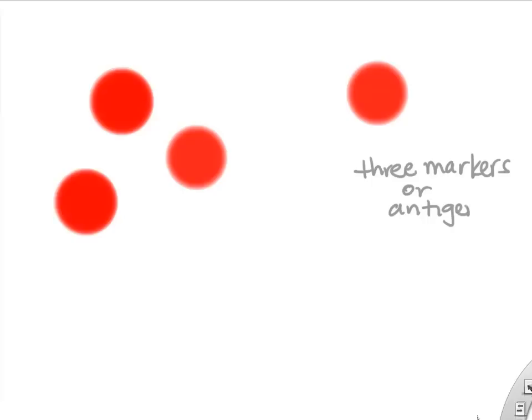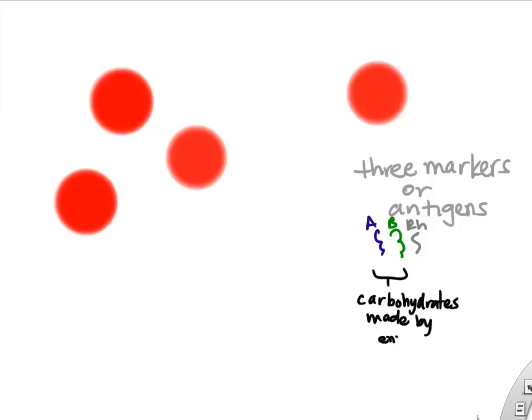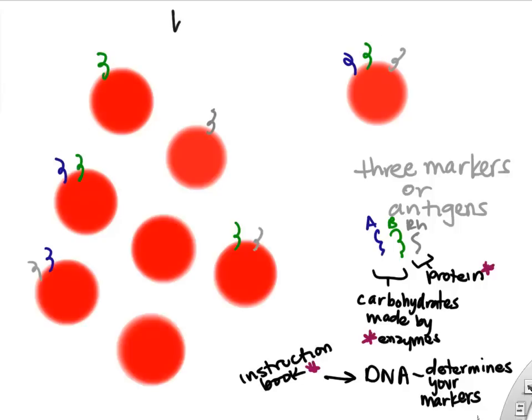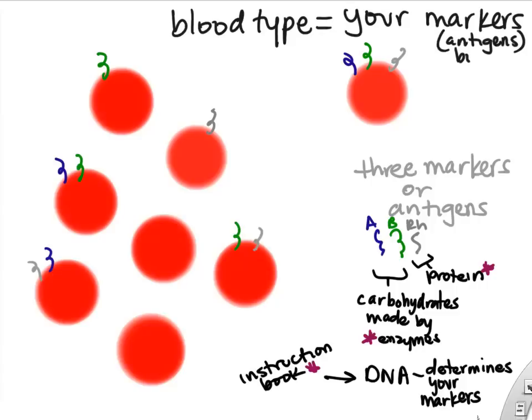So there are 3 possible antigens or markers that we're going to worry about with blood type: the A, the B, and the RH. A and B refer to carbohydrate markers made by enzymes that your cells have. And the RH marker is a protein. Which markers will you make? Well, that depends on your DNA instruction book, and so your genetics. So again, you can have all the markers or none of the markers, but whatever your blood type is, all your blood cells will have the same blood type. So your blood type is based on what markers you're born with.